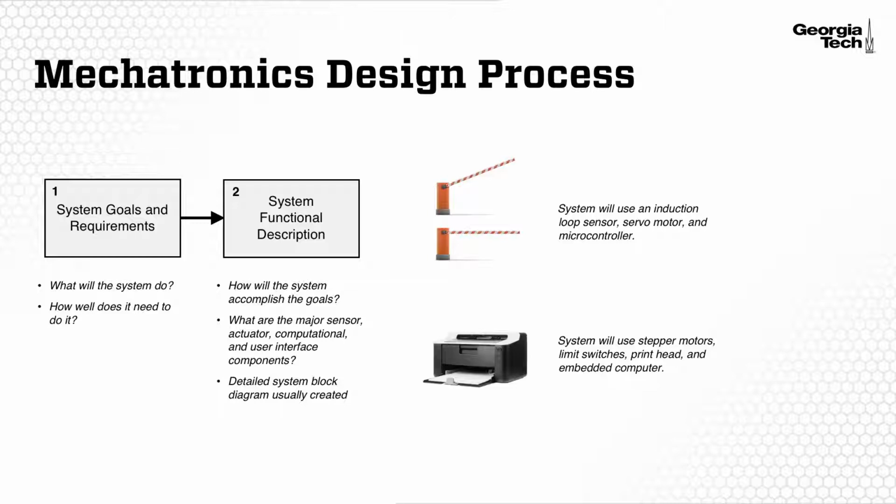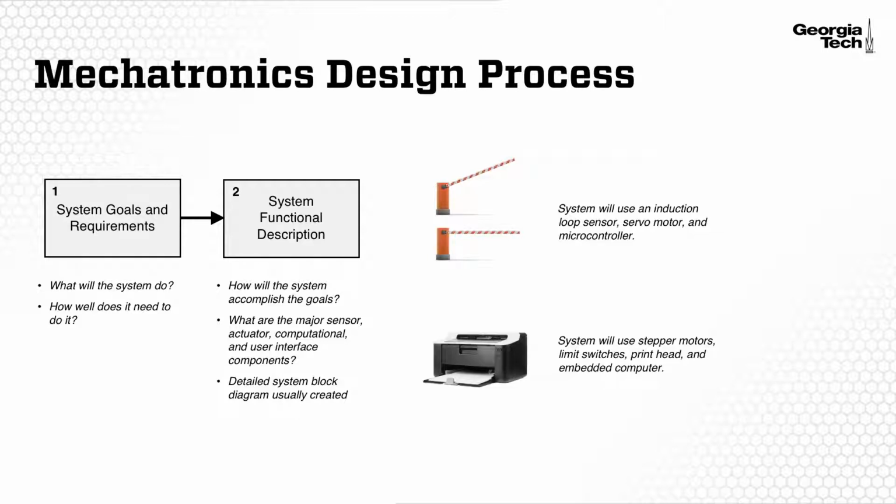Following that step, we then want to create a functional description of our system. We want to answer questions like, how does a system accomplish the goals? What types of sensors, actuators, computers, and user interfaces will our device use? And this is where we usually create a very detailed system block diagram where we illustrate and design the connections between our sensors, actuators, and computers, as well as user interfaces.